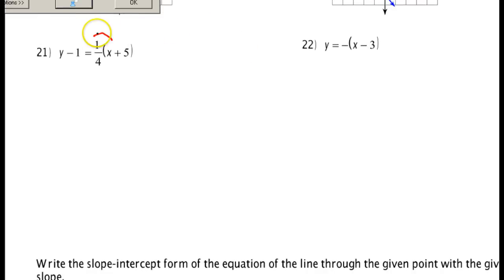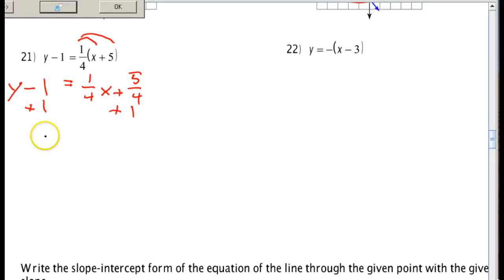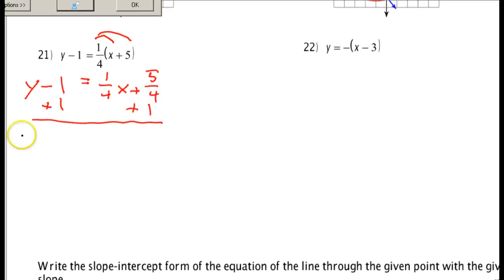I'm still worried about some people and their fractions, just in case. Make sure you're not freaked out about this. 1/4 times 5 is 5/4, right? So we have y minus 1. Add 1 to both sides. And then you can finish it.